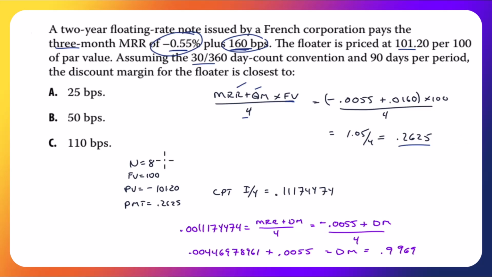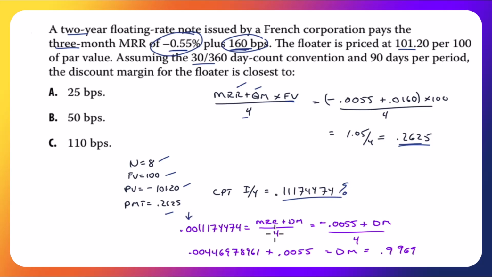Calculate a yield. It's a 2-year quarterly, so our N is 8, future value is 100, PV is negative 101.2, and our payment, which we've just calculated, is 0.2625. We get 0.11174. And of course, that is already in percent form. So to get it in decimal form, you add 2 more zeros.